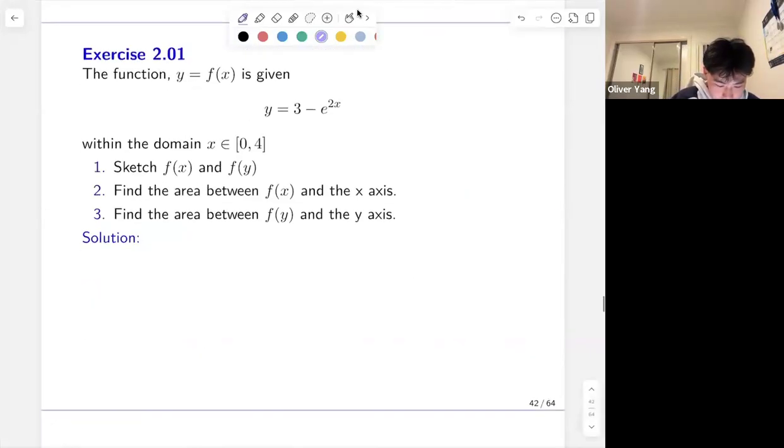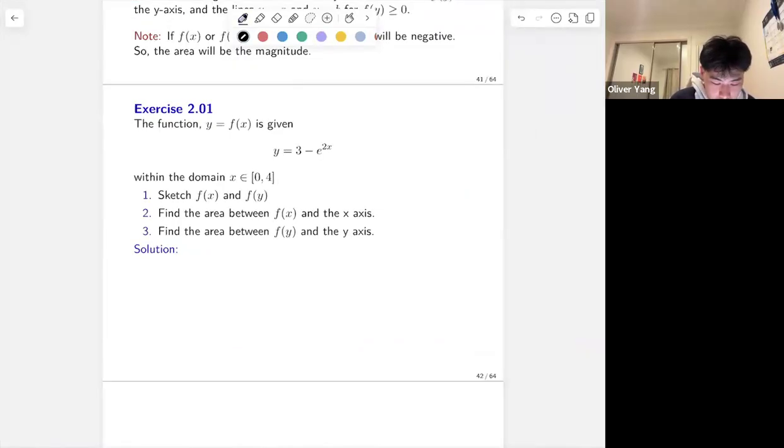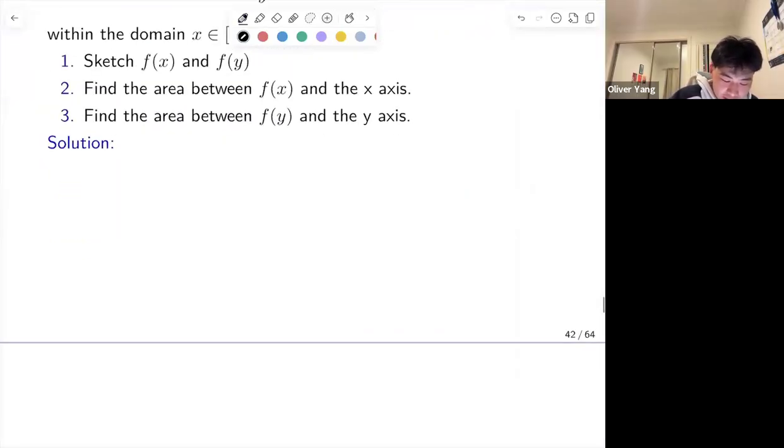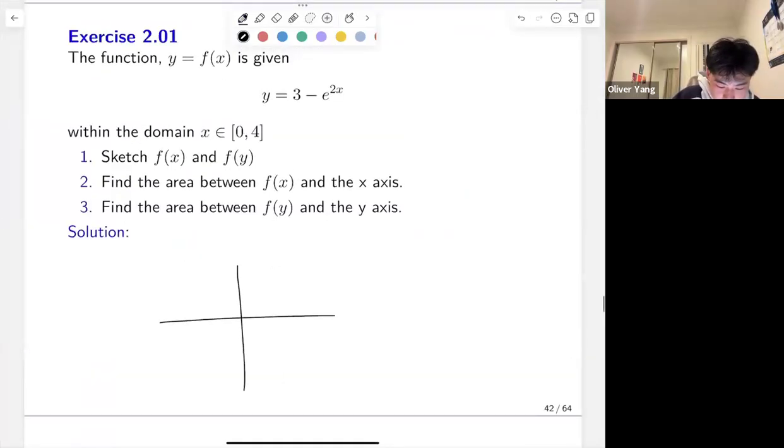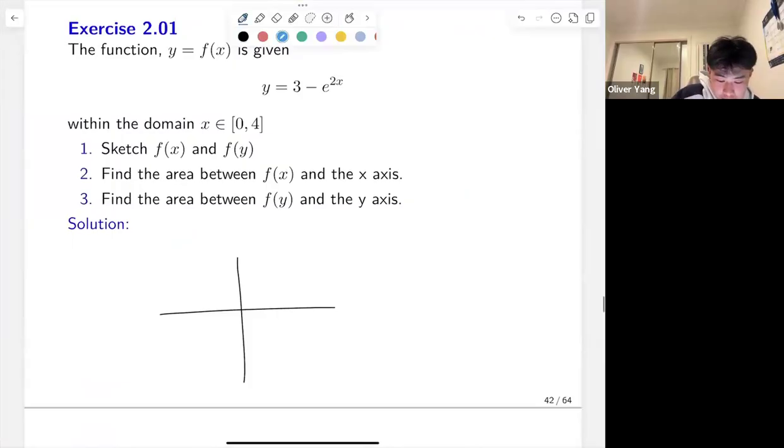So, why don't we start with exercise 2.01? We've got this function. Sketch f of x and y. They're the same function, so we can sketch that pretty easily. It's just going to be negative e to the 2x, so that would be flipped. Is it reflected on the y-axis or the x-axis?